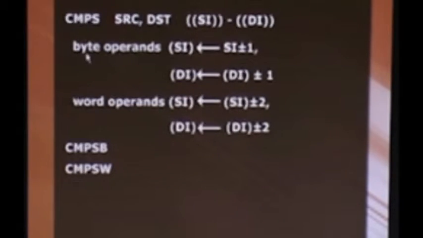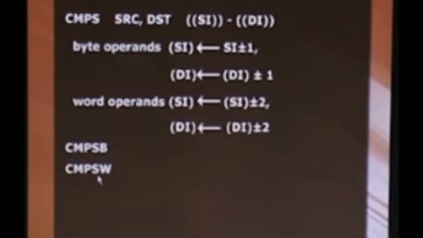In the case of byte oriented operands, after the subtraction is performed, SI is incremented or decremented by 1, DI is also incremented or decremented by 1. Similarly, in the case of word operands, SI is incremented or decremented by 2, DI is incremented or decremented by 2. There are also two more instructions, CMPSB and CMPSW.